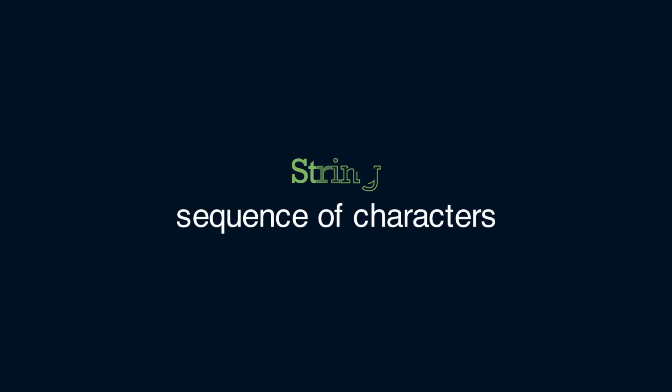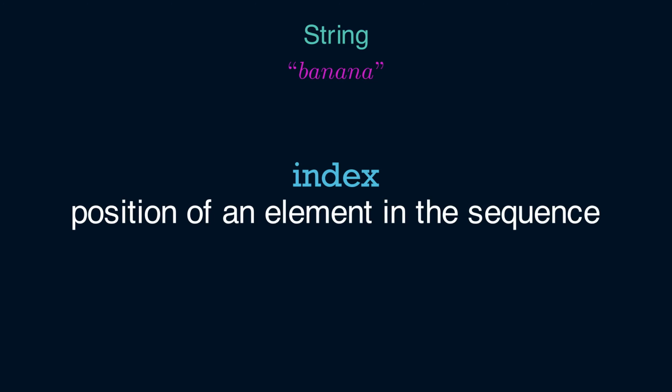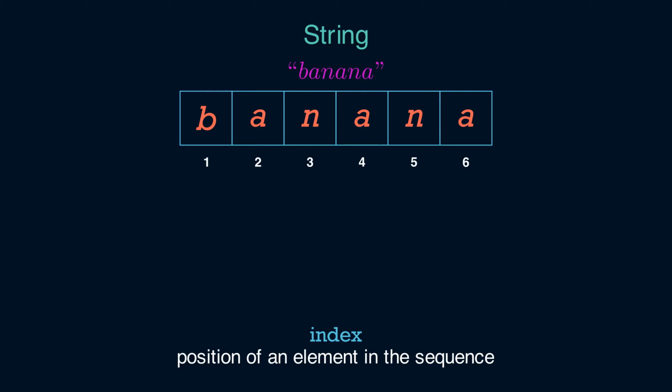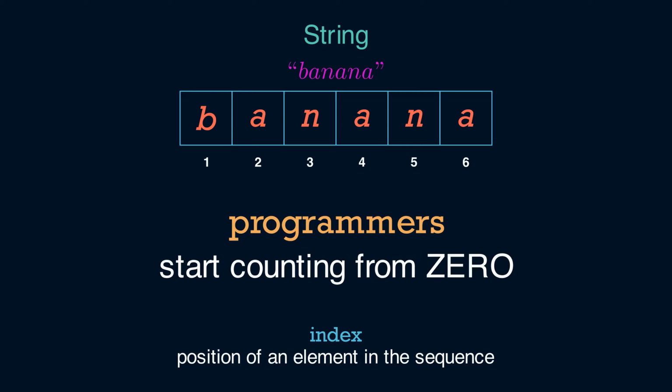Let's start with strings. Each element, each character in a string, has an index. For example, in the string banana, B is the first character, A is the second character, and so on. Wait. In programming, we start counting from 0, not 1. So B is the 0th element, A is the 1st element, and so on. Counting must be like that.